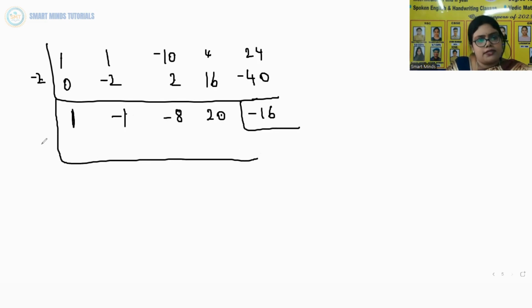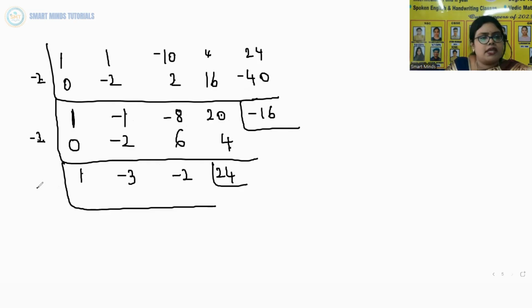Again you take this. Take minus 2 here. Again you take a 0 here. 1 plus 0 is 1. 1 into minus 2 is minus 2. Minus 1 minus 2 is minus 3. Minus 3 into minus 2 is 6. Minus 8 plus 6 is minus 2. Minus 2 into minus 2 is 4. 20 plus 4 is 24.